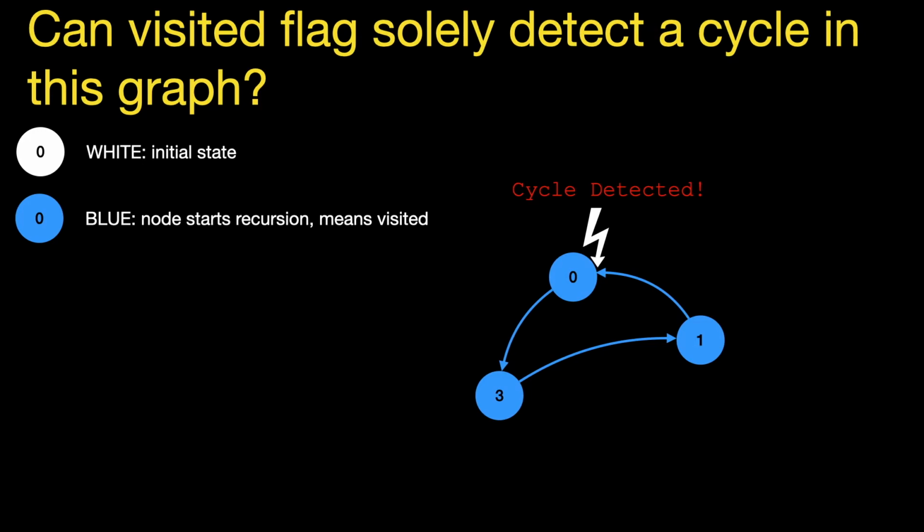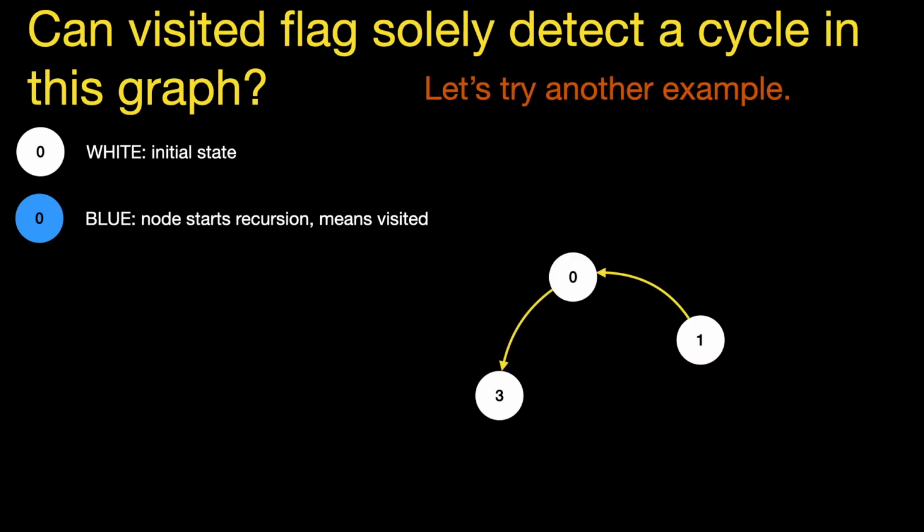Cool, but let's look at another example to see whether this approach can always work or not. Here's another example, still 3 nodes, but with no cycle inside them. We start with node 0, mark it as blue. We traverse from 0 to 3. Then we mark 3 as blue. Since 3 has no outgoing neighbors, we will trace back to the previous node 0. Since for 0 we also traversed all its outgoing neighbors, we will move on to the next node 1.